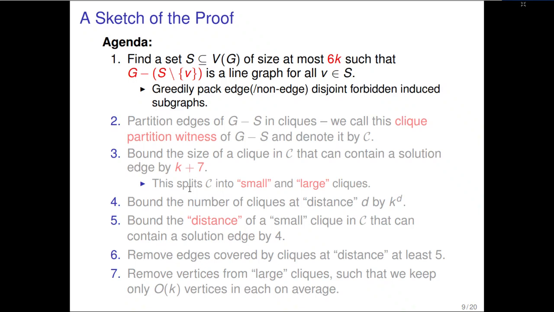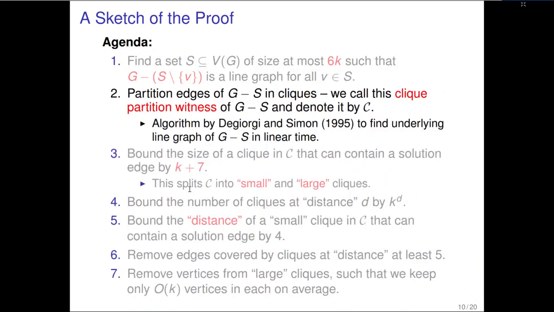So this is how we obtain S. And of course, if putting one vertex back into G minus S destroys the property that the graph is a line graph, there will be a forbidden induced subgraph containing only this vertex from S, which would have been packed, so it's not possible.